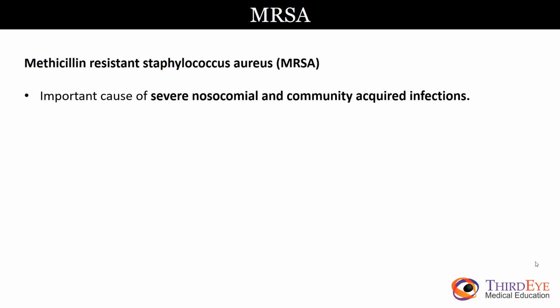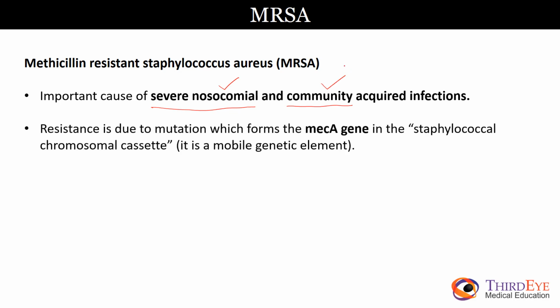Now, this is an important cause of severe nosocomial infection nowadays, as well as community acquired infections. So this is a bit of a bother now that it is spreading into the community and into the hospitals. Now, this MRSA resistance is due to a mutation which forms what is called the mecA gene. And this occurs in a part of the Staphylococcus which is called the staphylococcal chromosomal cassette, which is a mobile genetic element.